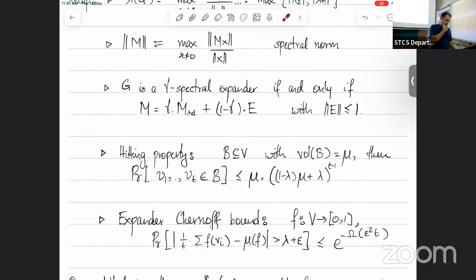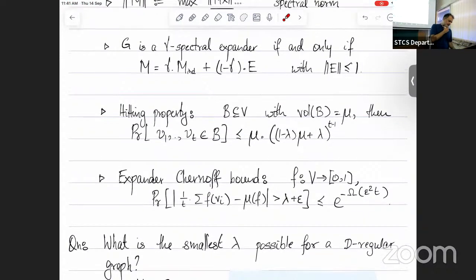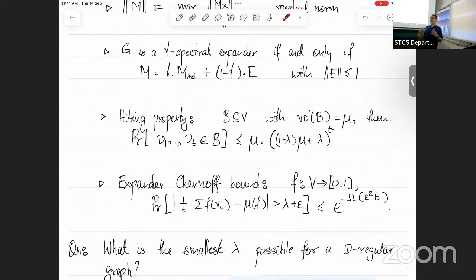Good. And since we were using this for error reduction in BPP algorithms, trying to reduce the error by not being too wasteful in the amount of randomness used, something that came up was, in order to do this, you might want to choose a lambda of your choice. You have a certain lambda that you're interested in. And obviously, to get better and better lambda, there's going to be some trade-off between the lambda you want to achieve and the degree of the underlying graph.